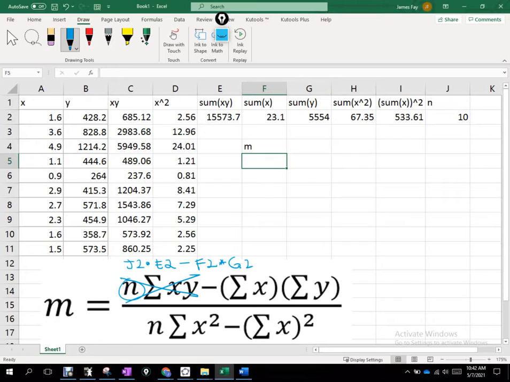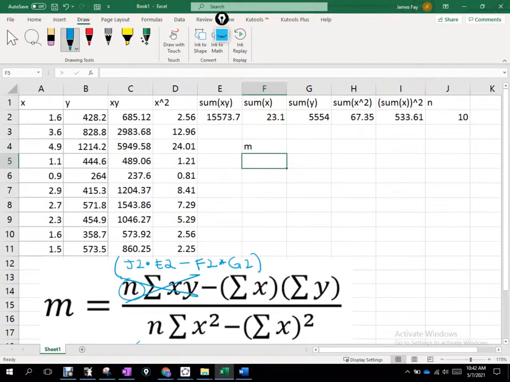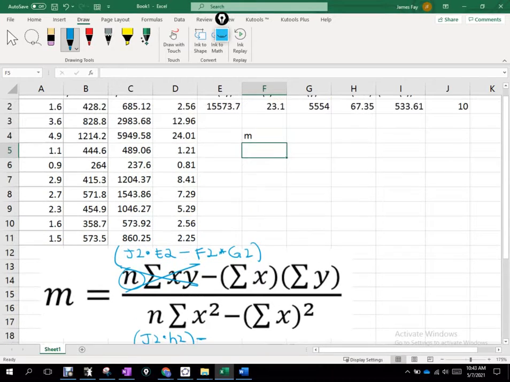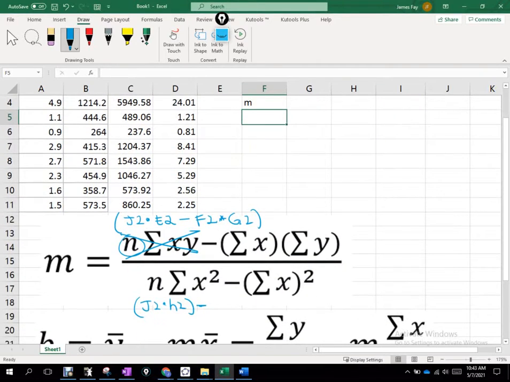Now, because of order of operations, I'm going to have to put parentheses around there for that to be done correctly. And then we'll come down here to the denominator. N, again, was J2. Now, the sum of x squared was H2. And it'll be minus the sum of x, that quantity squared, which was what? I2. And again, I'll need parentheses around that denominator as a grouping symbol.